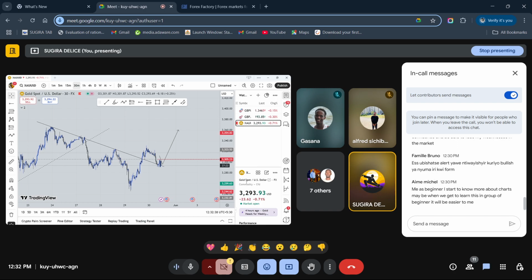Yeah. Me as a beginner, I'm starting to know more about charts. Maybe when we get to learn this in a group of beginners, it will be easier for me. Yeah, don't worry about that. That's the point. So Gasana, you raised your hand. I saw it. I don't know if you have something to say or something to ask.